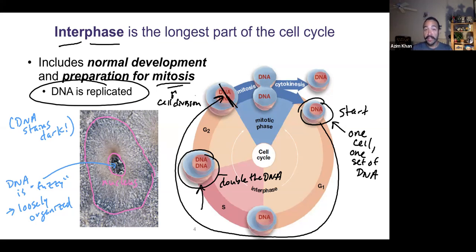So to recap, interphase is the longest phase of the cycle. Either the cell is just doing its normal thing or it's preparing for mitosis. To prepare for mitosis, we double the amount of DNA. It's still going to look like this, with the DNA strewn about.